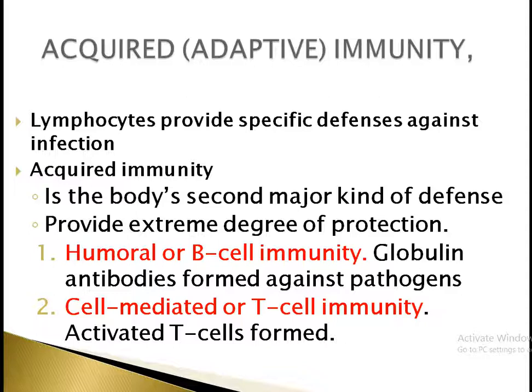This type of immunity is the major kind of defense and provides an extreme degree of protection. Mainly it is of two types, humoral and cell mediated. Humoral or B cell immunity involves the secretion of antibodies, and then T cell immunity involves the activated T cells.